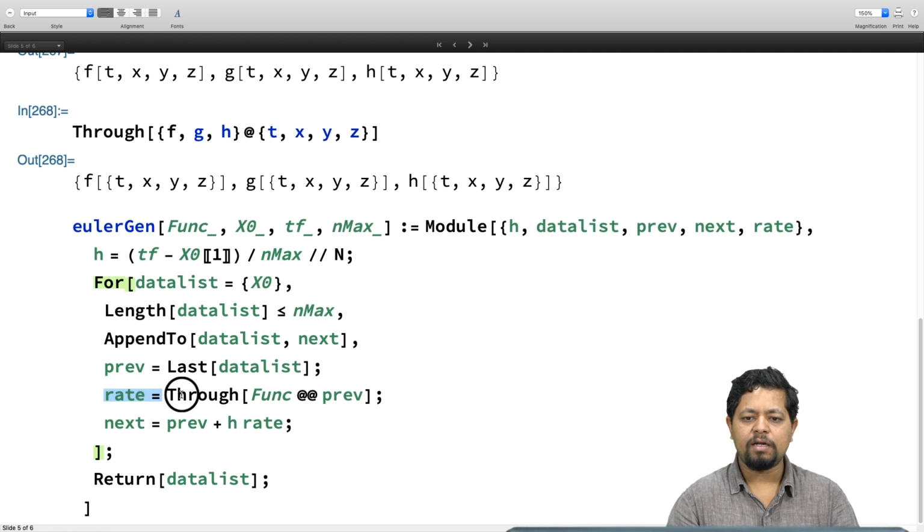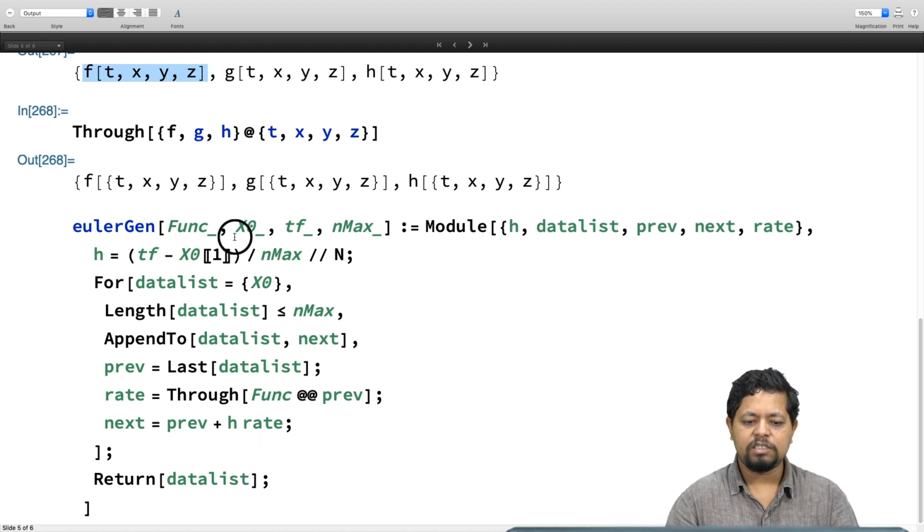Rate is given by application of the function on the previous. So each function, that means, should be of the form, it should have 4 arguments. Each function should be of the form, it can take 4 arguments t, x, y, and z, or whatever the number of variables we have. The way this code is written, it doesn't care about how many variables you have got.